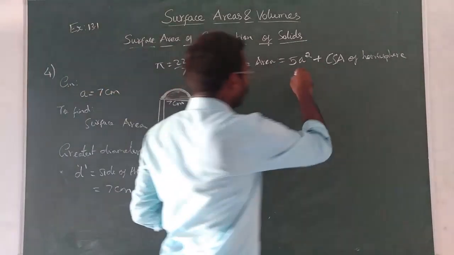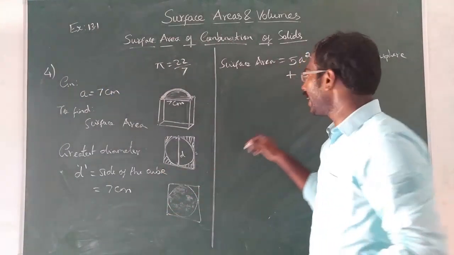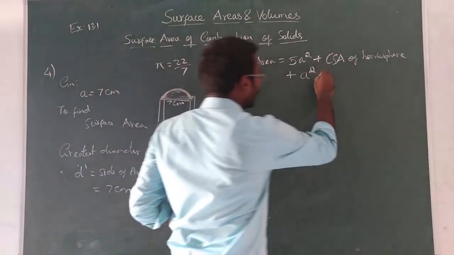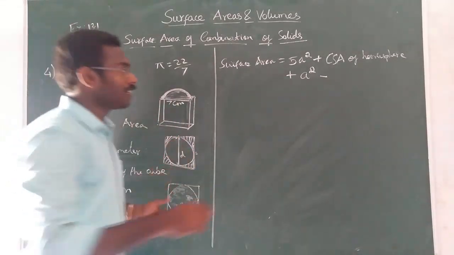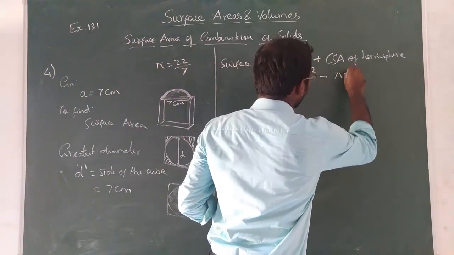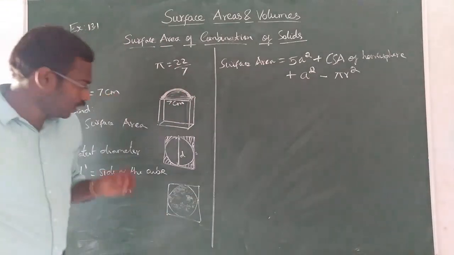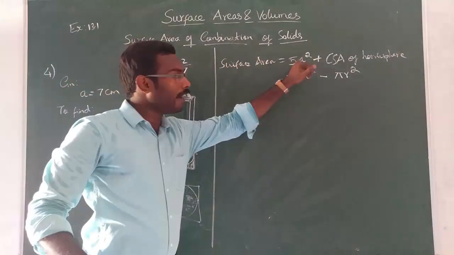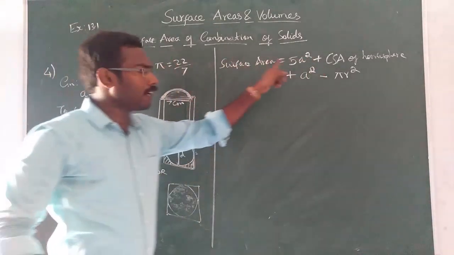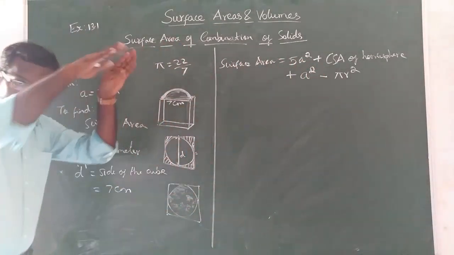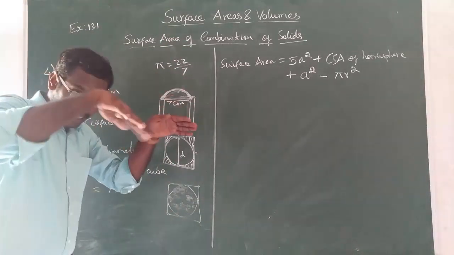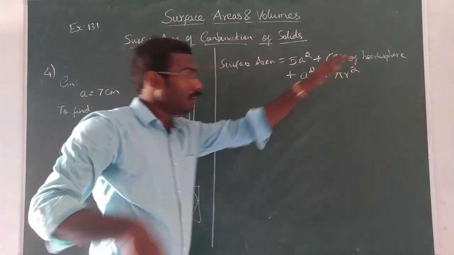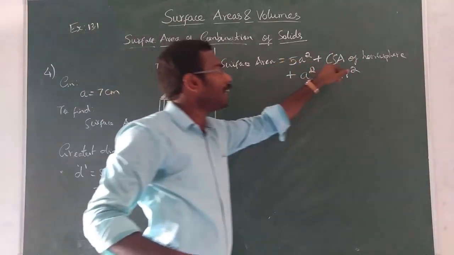So you will write plus the square area. Square area is a square. You have to subtract minus this circle area. Okay, that is pi r square. Understood or not? Again I repeat, first the 5 sides are free. So I wrote 5 into area of square, that is 5a square. Then upside one hemisphere is there, but the hemisphere's circle part is hidden inside. Therefore I wrote CSA. Otherwise I would have written TSA. The circle part is hidden inside, so I am writing CSA.